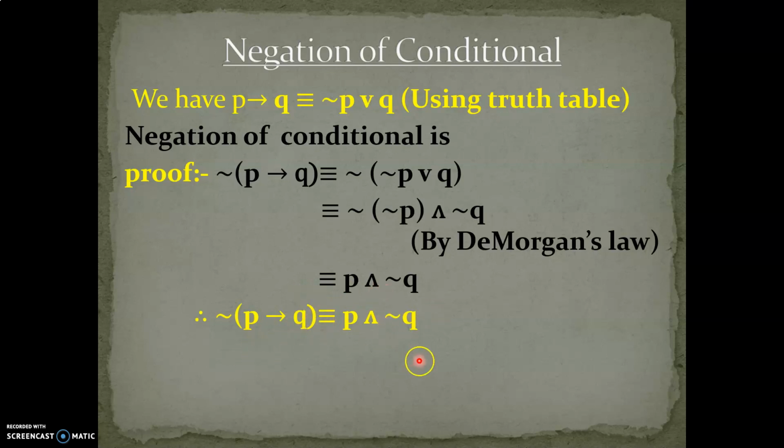So you have to learn it by heart. This and this both you have to learn by heart. P implies Q is equivalent to negation P or Q, and negation of P implies Q, either of this one you have to learn by heart so that you can write the second one easily.